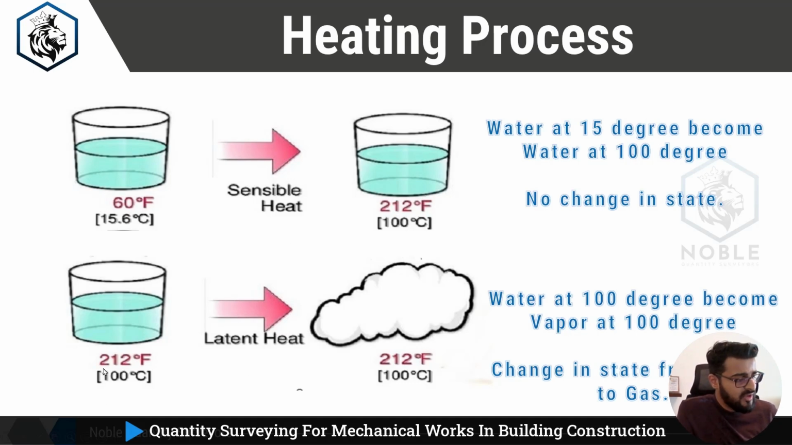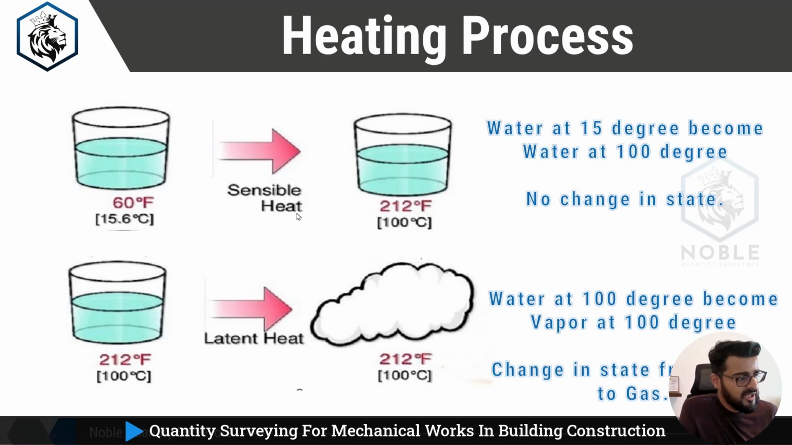The next one is when the water has reached 100 degrees Celsius and you keep on boiling it, it will become vapor at 100 degrees Celsius. Here the state is changing from liquid to gas. So water at 100 degrees Celsius becomes vapor at 100 degrees Celsius. Converting this water into vapor while keeping the temperature the same is known as latent heat.